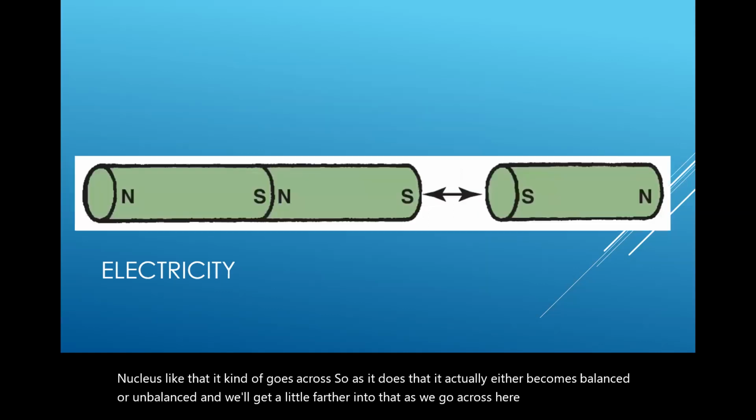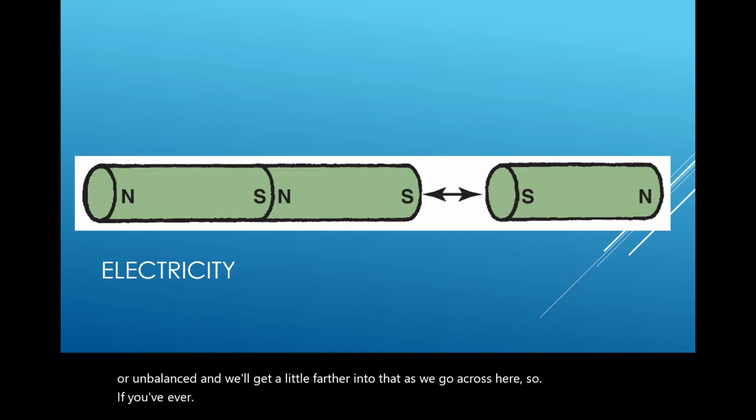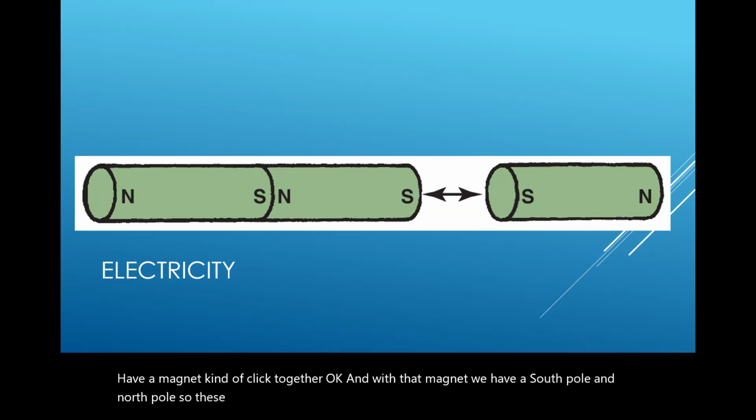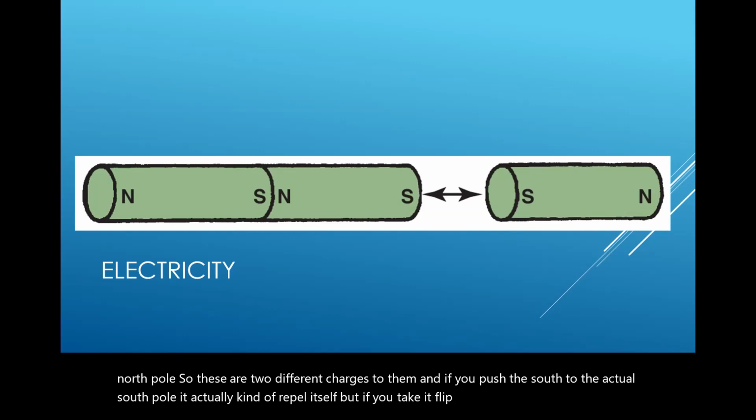So if you've ever taken a magnet and had magnets click together, okay? With that magnet, we have a south pole and a north pole. So these are two different charges. And if you push the south to the south pole, it'll kind of repel itself. But if you flip it around to the north pole, it will attract.